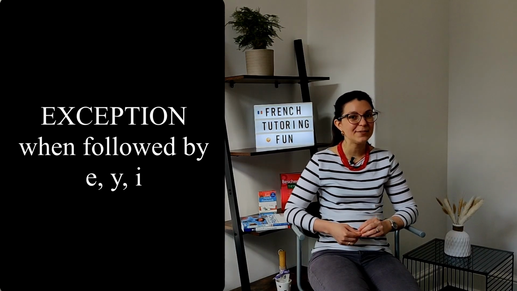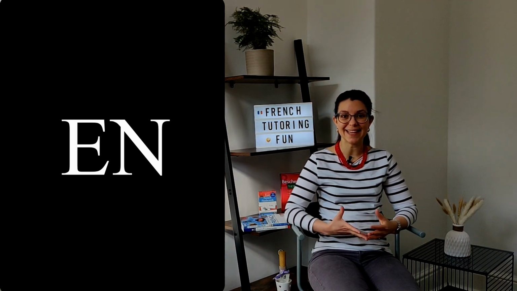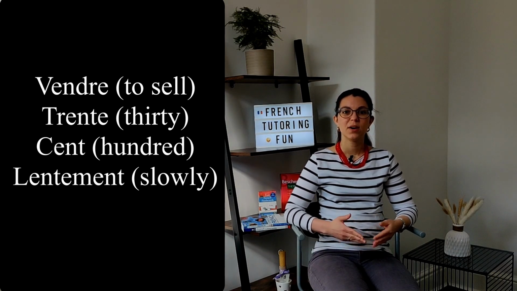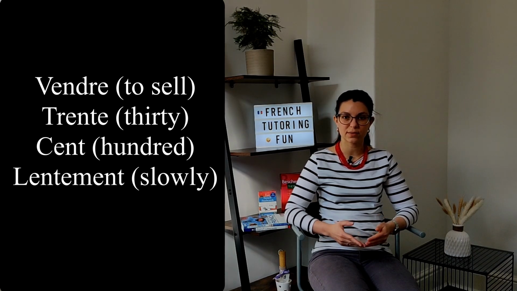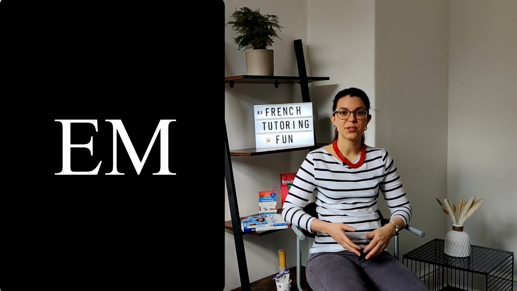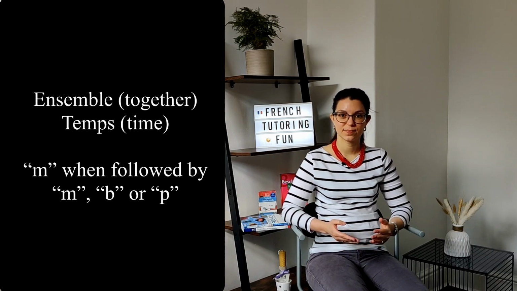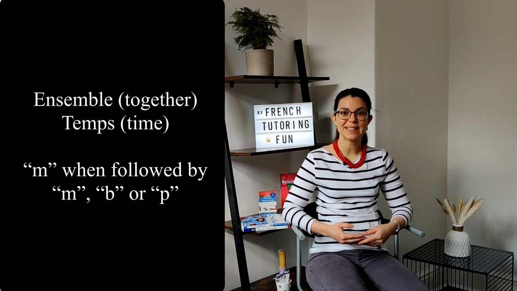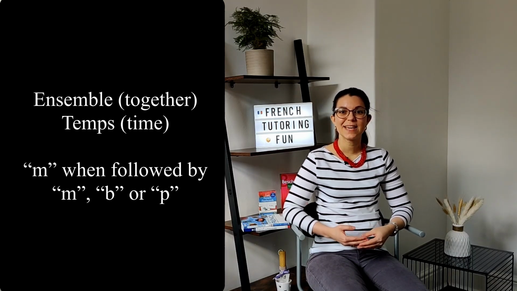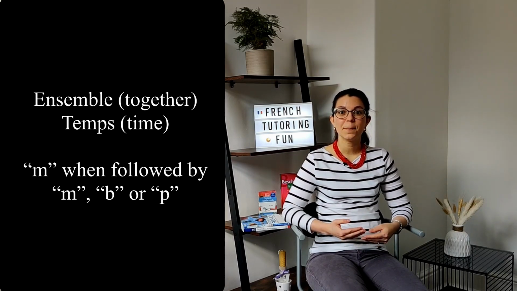There will be an exception when it's followed by an E, I, or Y. We won't have this sound en. So for the en, we will have as an example vendre, trente, cent, lentement. Perfect. An example of em, so we've got ensemble, temps. So here it's an M instead of an N because it's followed by either M or B or P. Perfect.